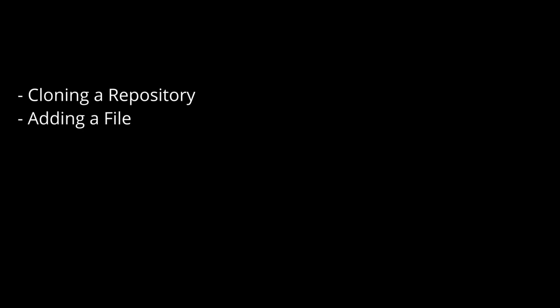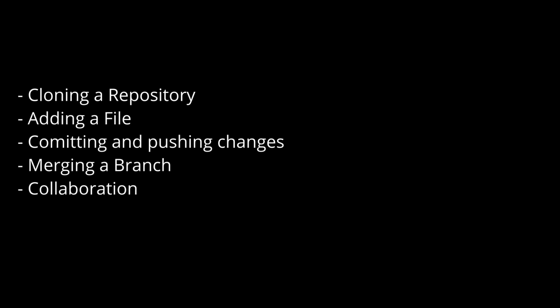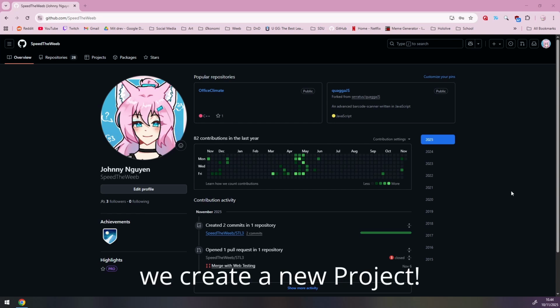Today, we're going to show you how to carry out basic GitHub functions using GitHub Desktop. We'll be talking about cloning a repository, adding a file, committing and pushing changes, merging a branch, collaboration, and merge conflicts. It is important to note that there are other GitHub clients, but we have chosen to use GitHub Desktop for this video. To start with, we create a new project.